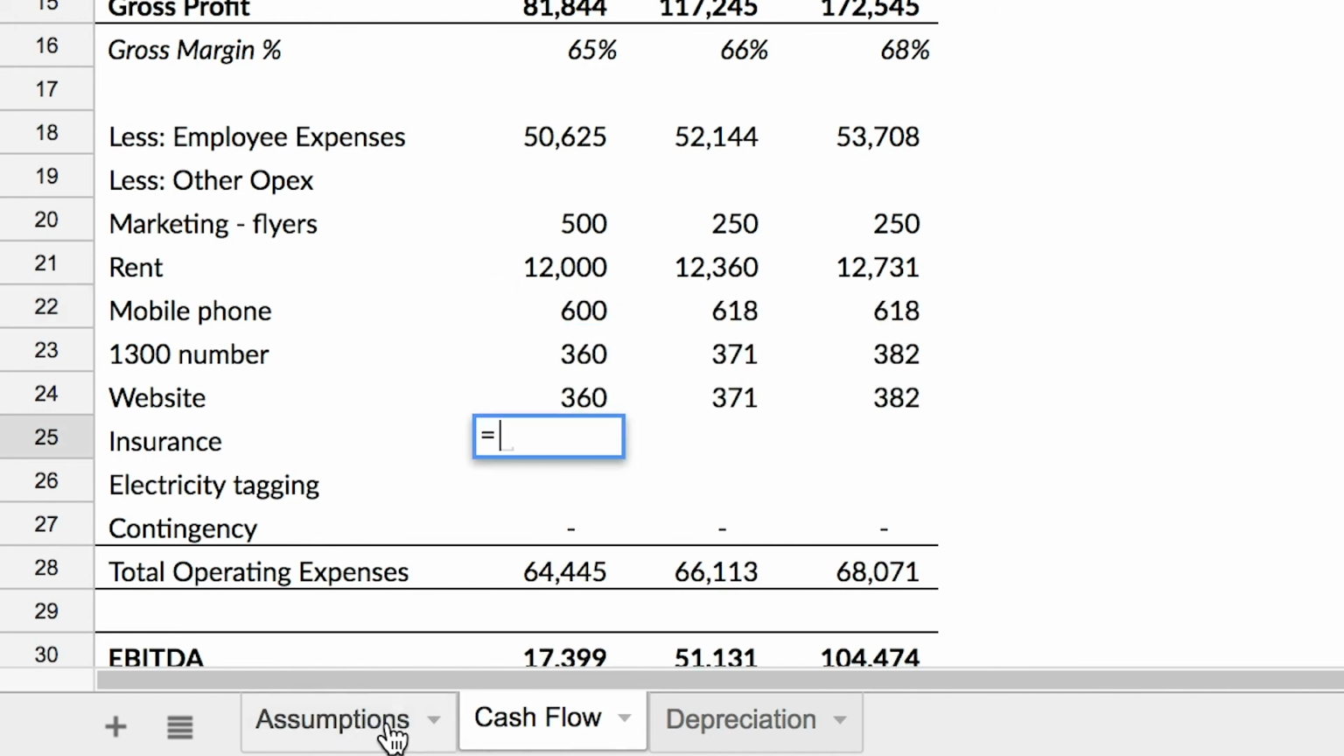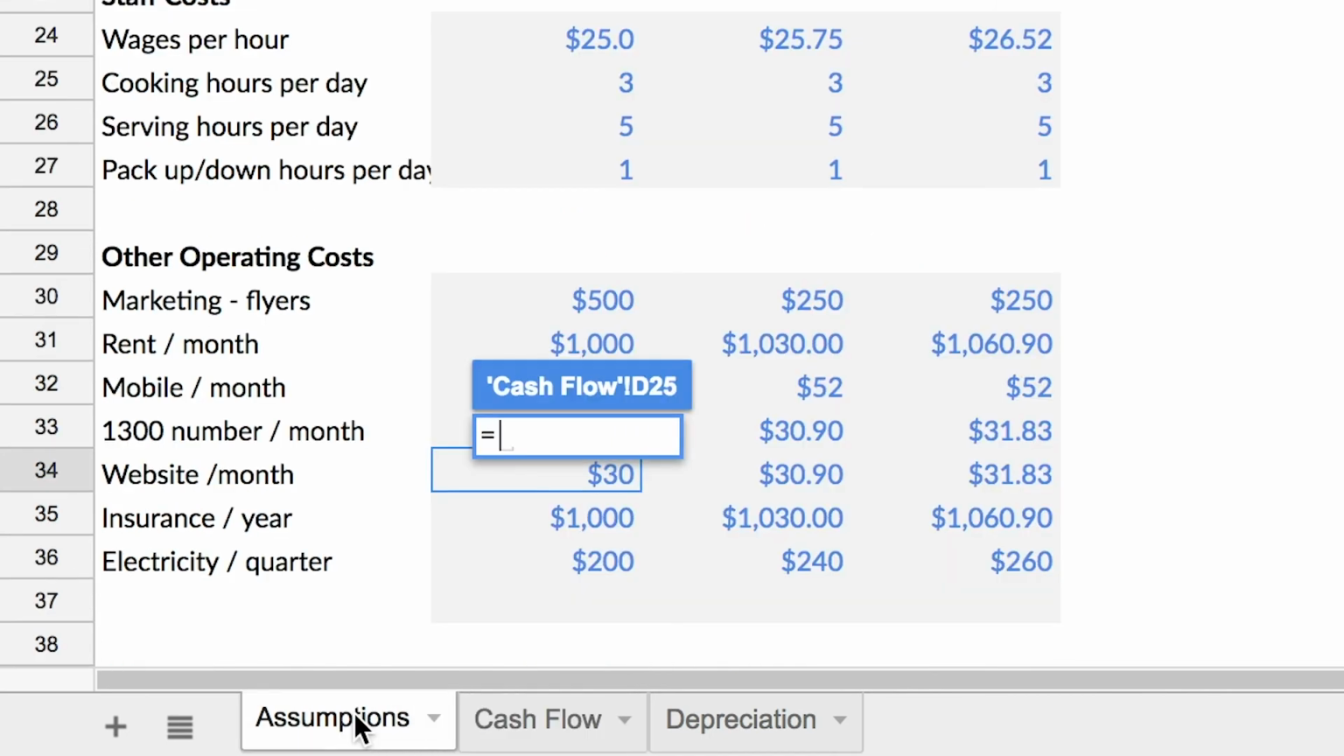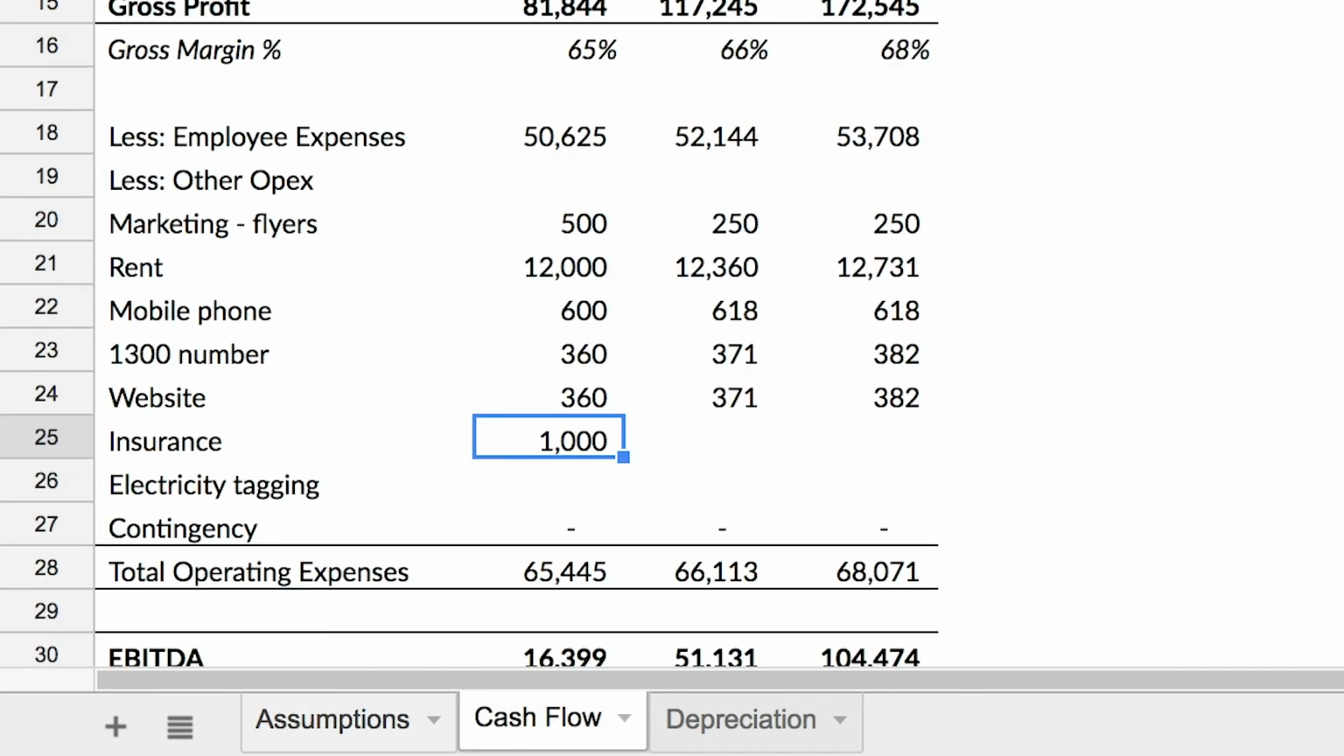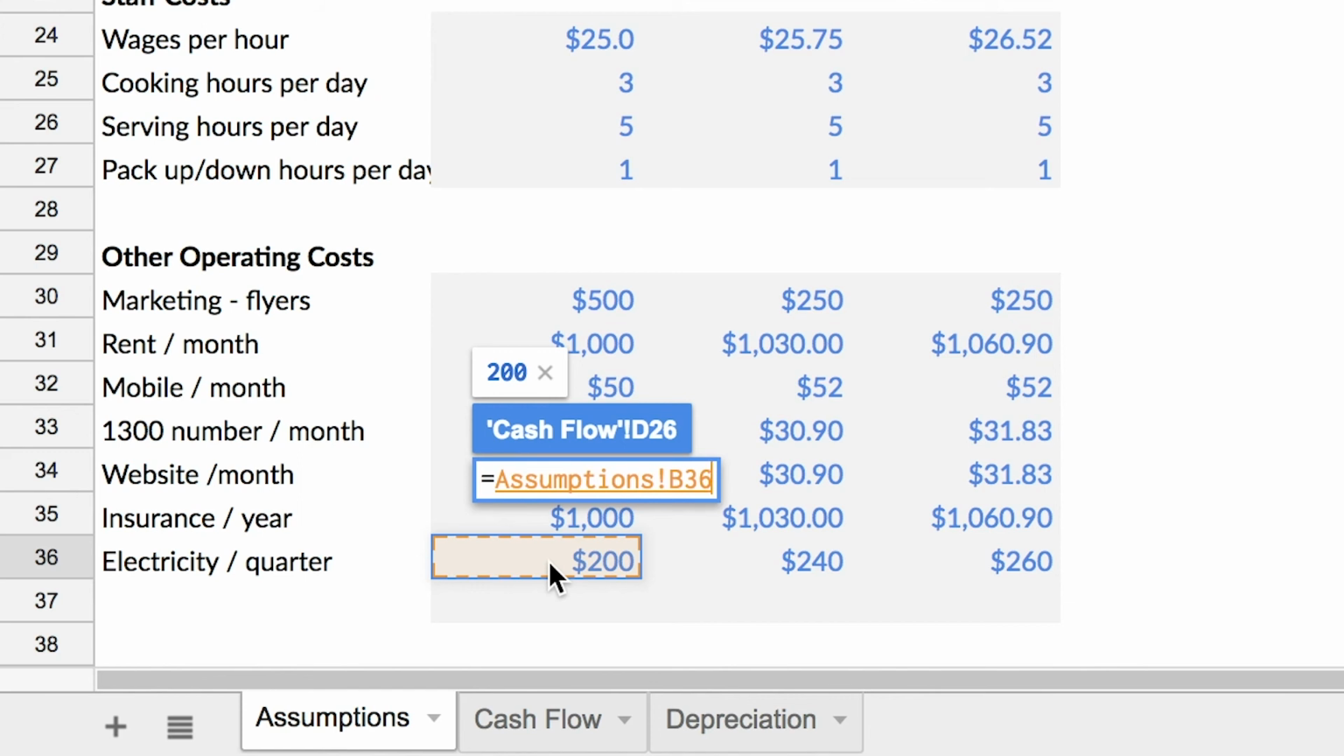Insurance, let's go back. Now our insurance is an annual cost, so an annual input, so we don't need to multiply that by 12. We just draw that annual number, $1,000 in year 1. Electricity is inputted on a quarterly basis, so we know that there are 4 quarters in a year. So instead of multiplying by 12, let's multiply by 4.